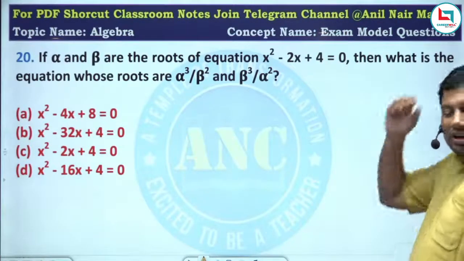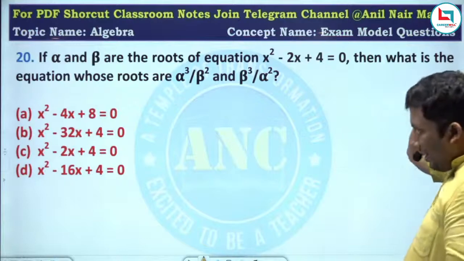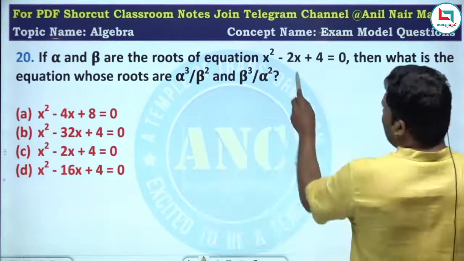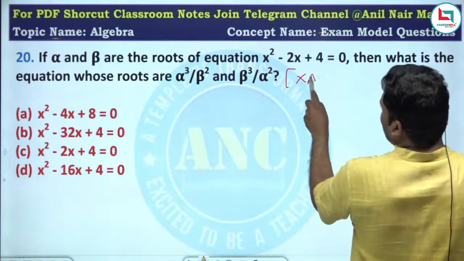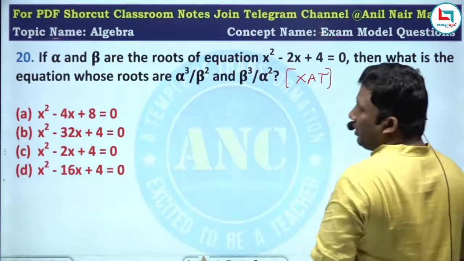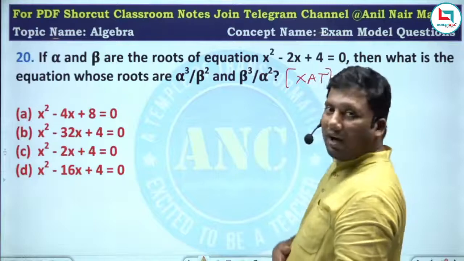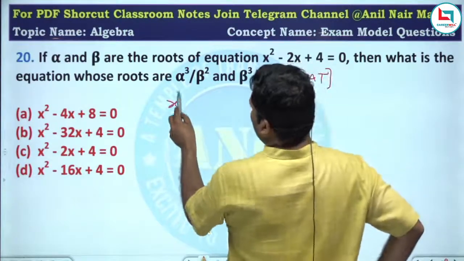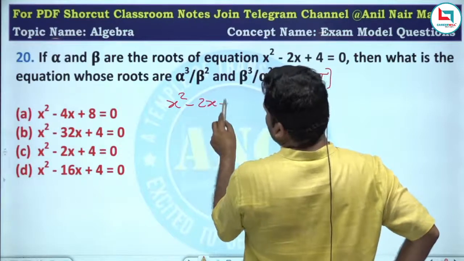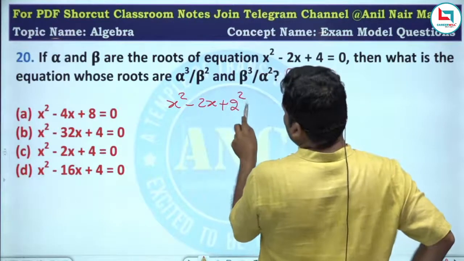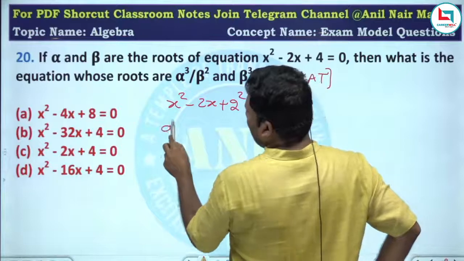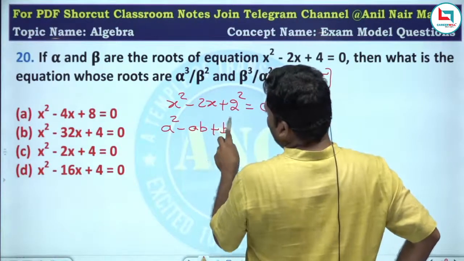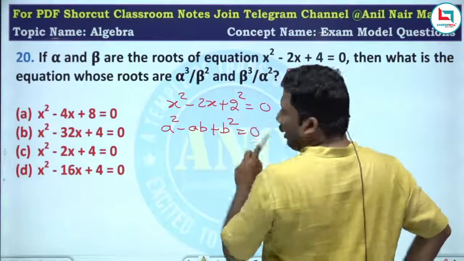Now this one, let us see. This is a very good question, sir. I see the same kind of question in an exact replica paper. Let us read the question. If alpha and beta are the roots of the equation x square minus 2x plus 4 equivalent to 0. It is of the form a square minus ab plus b square equivalent to 0.